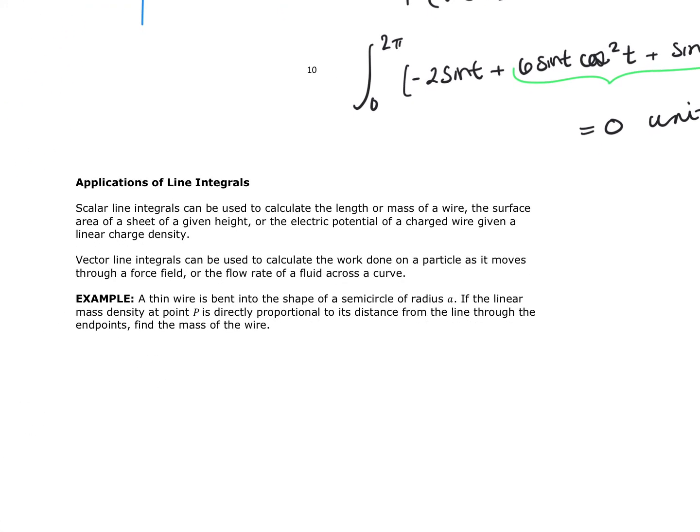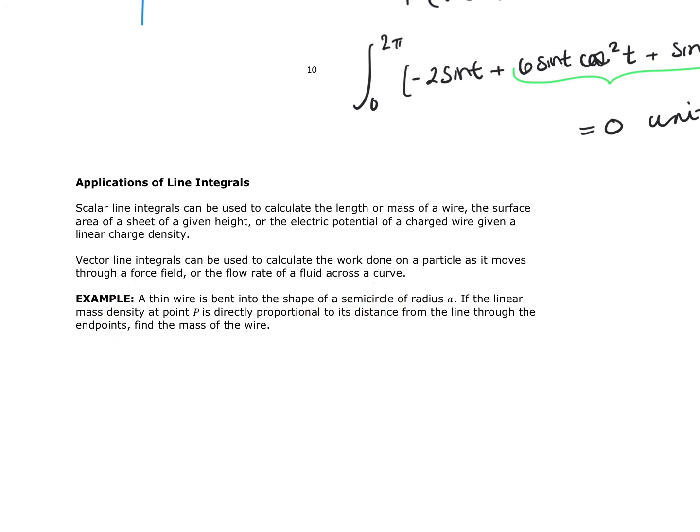There are real applications to line integrals. From the scalar line integral, we can find the length or mass of a wire, the surface area of a sheet of a given height, or the electrical potential of a charge on a wire given the linear charge density. Vector line integrals we can use to find work done on a particle as it moves through a force field, or the flow rate of a fluid across a curve. It's going to be really important later.